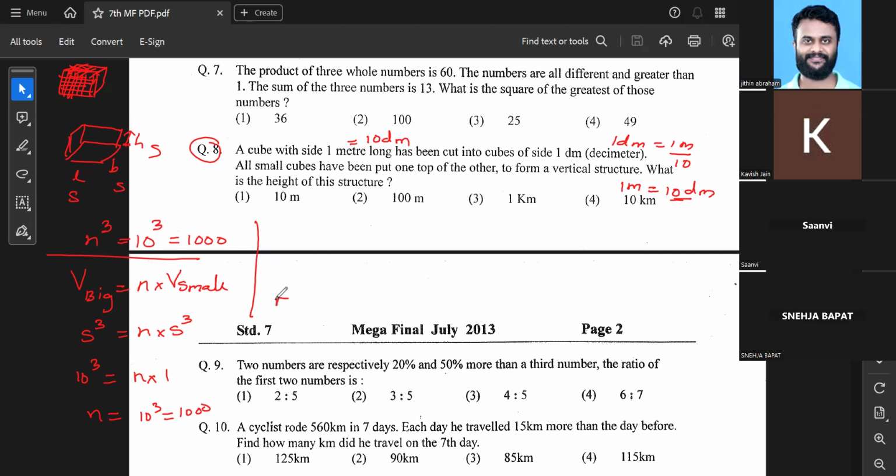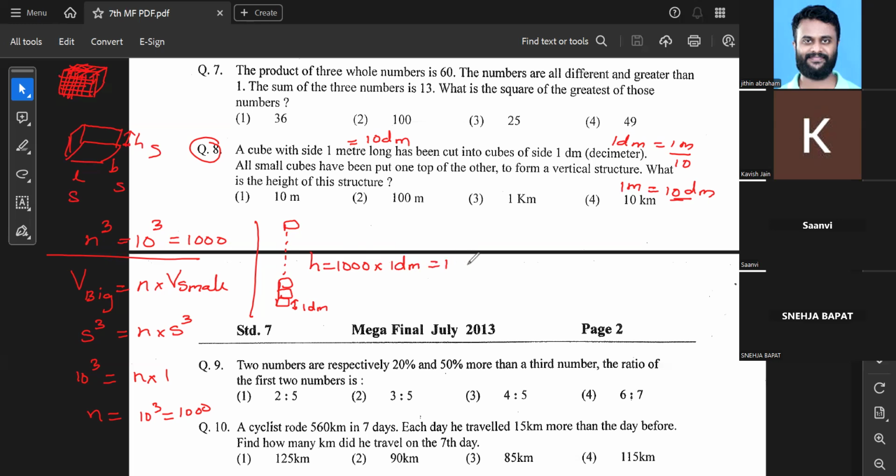Now in the next stage, what are we going to do? We are going to put these 1000 cubes one above the other. And the question is, how much is the height of this structure? Now you know that there are 1000 cubes over here. So the height will be 1000 multiplied by the height of each cube. The height of each cube is 1 decimeter. So the total height will be 1000 multiplied by 1 decimeter.